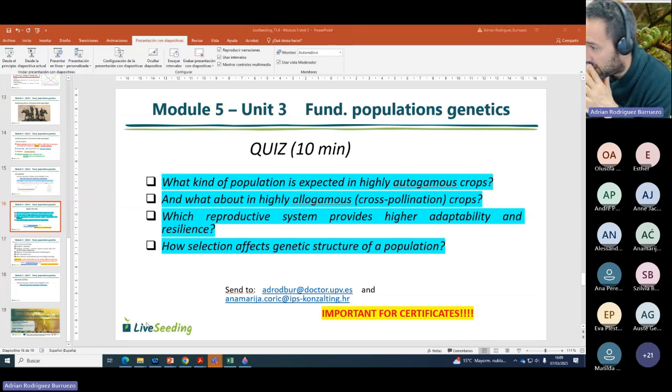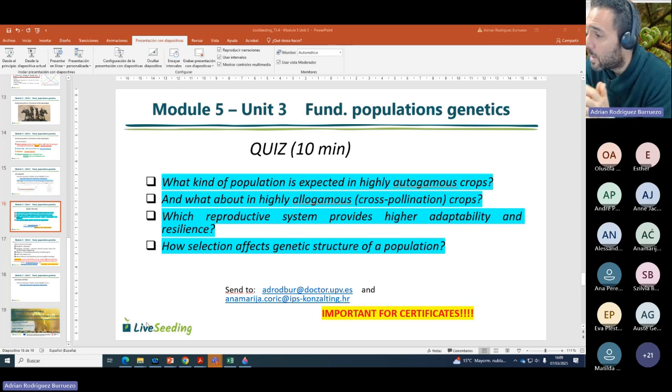The third question is, which reproductive system provides higher adaptability and resilience? Of course, the reproductive system which provides higher diversity gives more opportunity to this population to face the challenges of natural selection or unexpected events, new pathogens, climate change, etc.